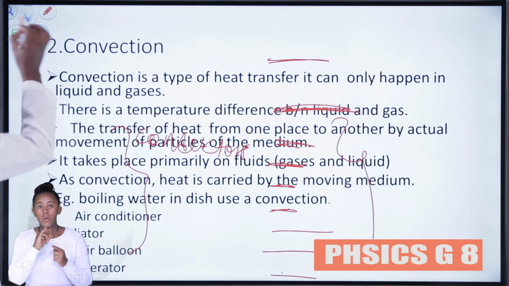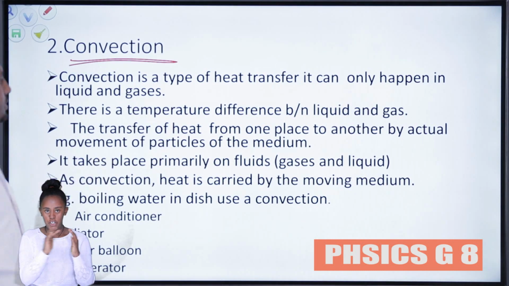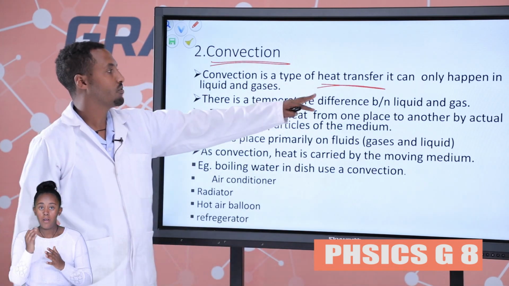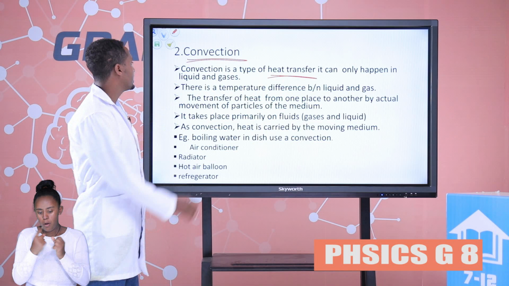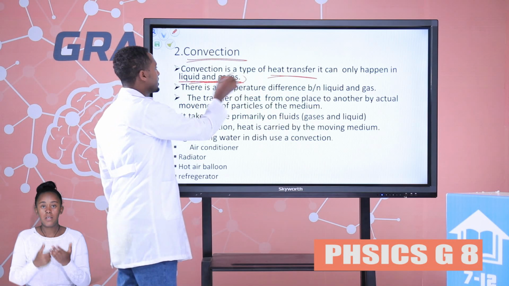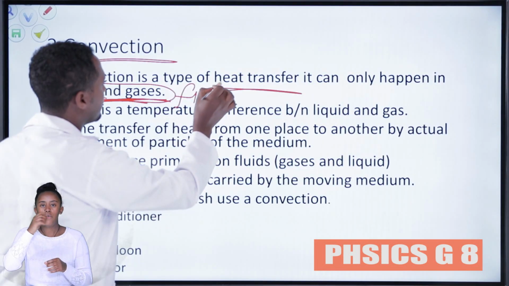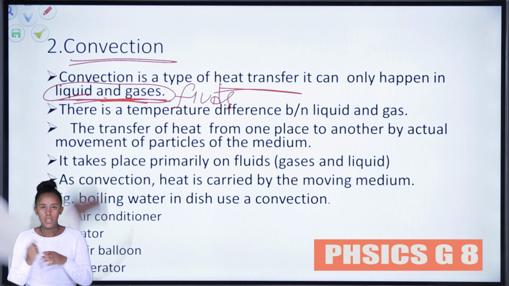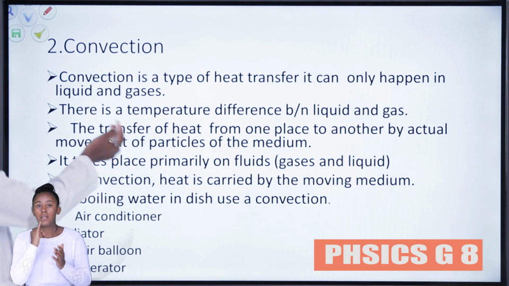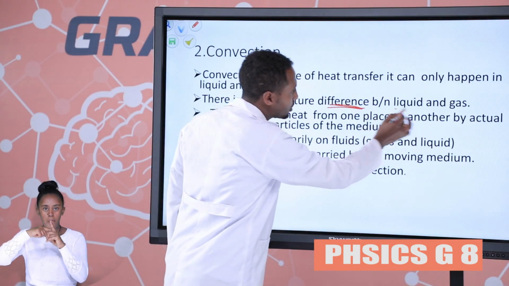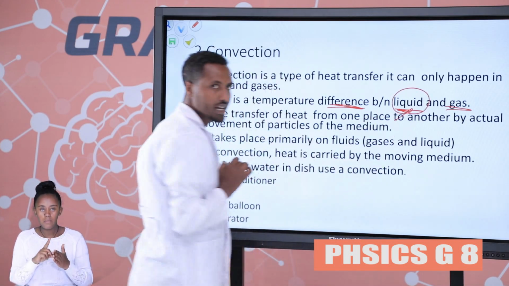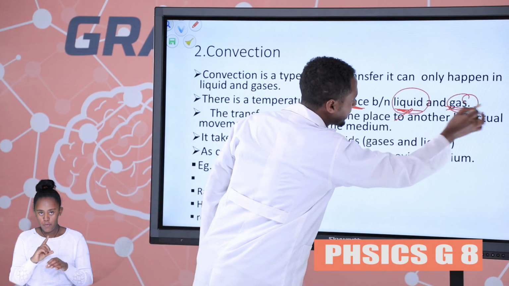The second one is convection. Convection is a type of heat transfer that can only happen in liquids and gases. These liquids and gases are called fluids. There is a temperature difference within the fluid, which means the temperature of one part is different from another.